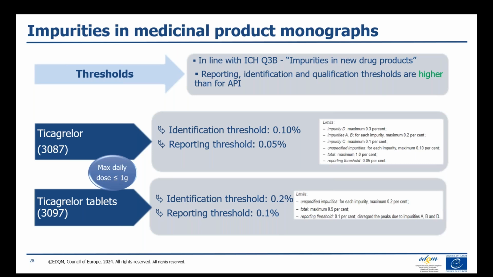So we sometimes get the question, why is there this difference in the total? But in fact, you can see that for the determination of the total for the tablets, you only take into account the impurities which are present above 0.1%. And also, you have to disregard impurities A, B, and D because they are impurities of synthesis. So that is the reason why at the end we end up with a lower limit for the total.